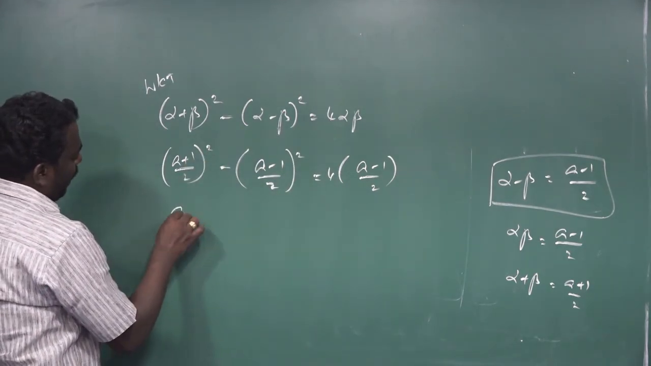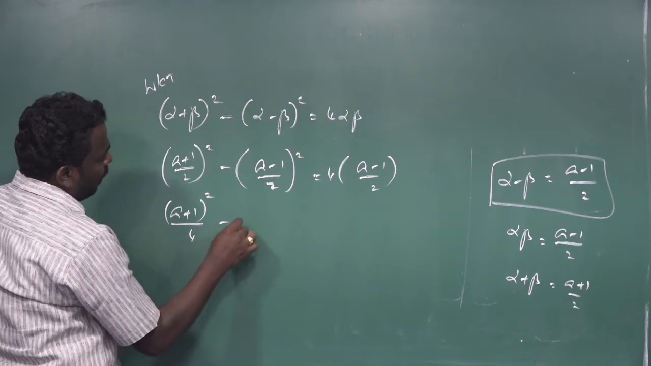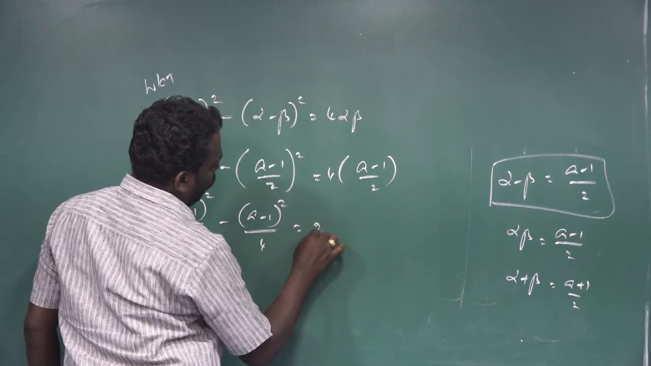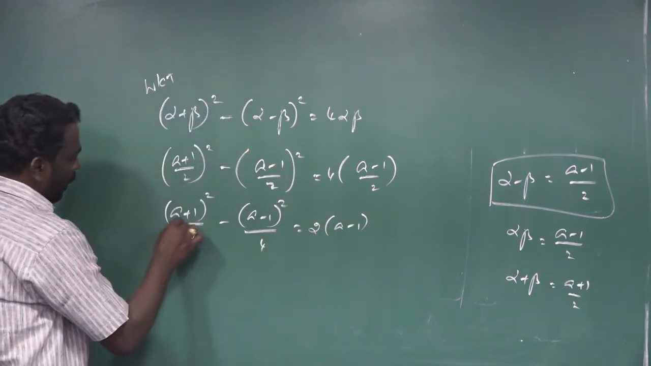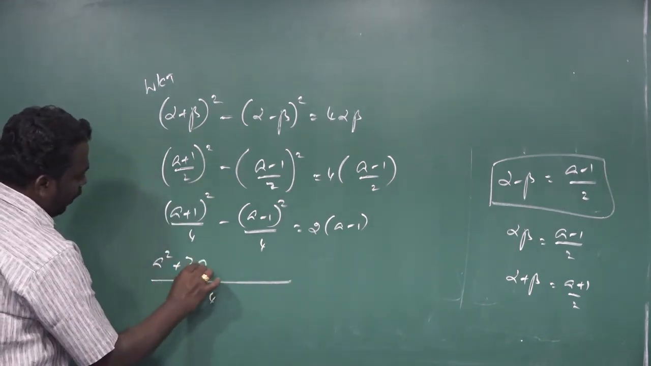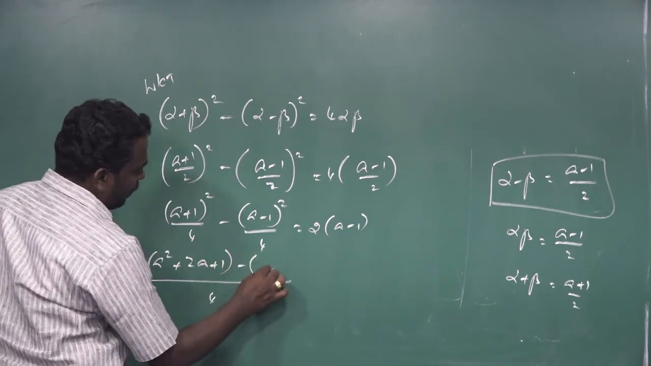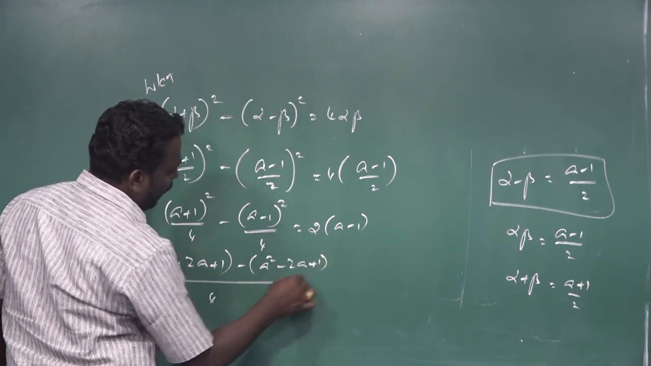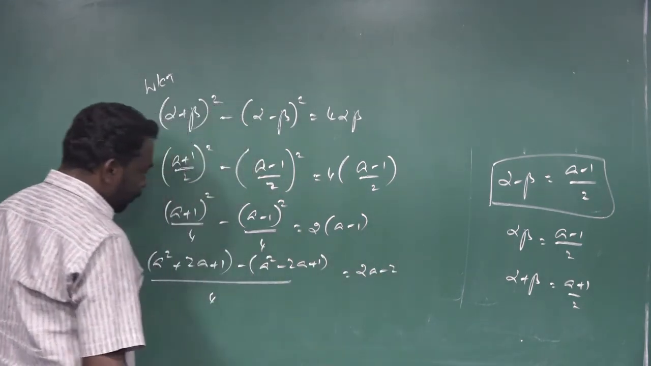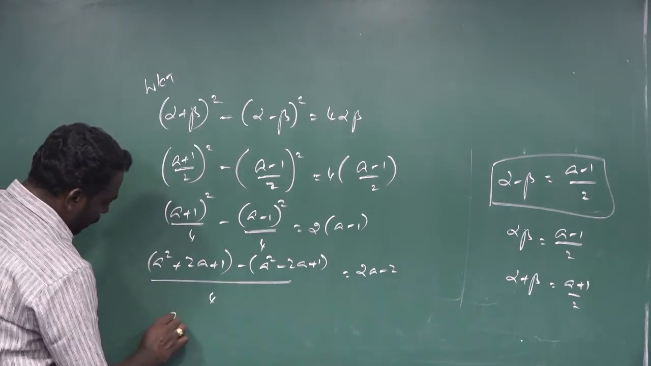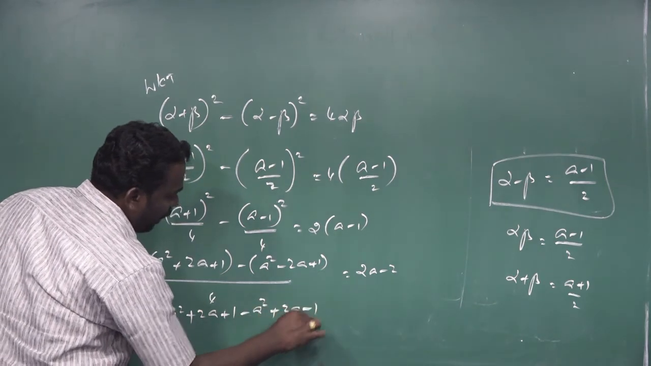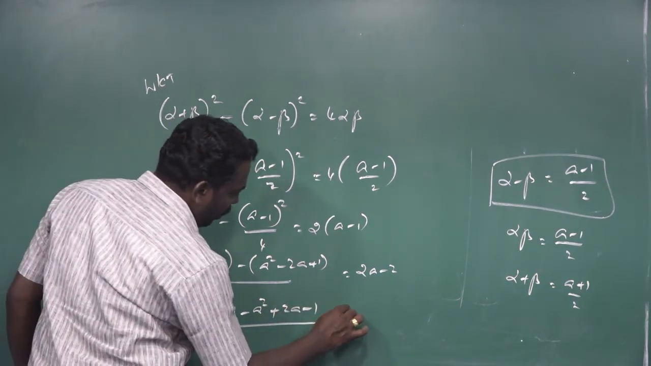Now we get (a plus 1) whole square by 4 minus (a minus 1) whole square by 4, that is equal to, cancel 2, into a minus 1. Now expand the value, you can take common denominator equal to 4, expand value a square plus 2a plus 1 minus of a square minus 2a plus 1, a minus 1 whole square formula, that is equal to 2a minus 2. Now just remove the bracket, a square plus 2a plus 1 minus a square plus 2a minus 1 by common denominator equal to 4, that is equal to 2a minus 2.